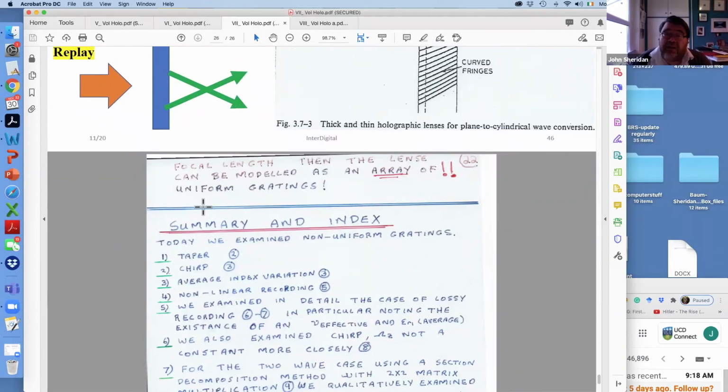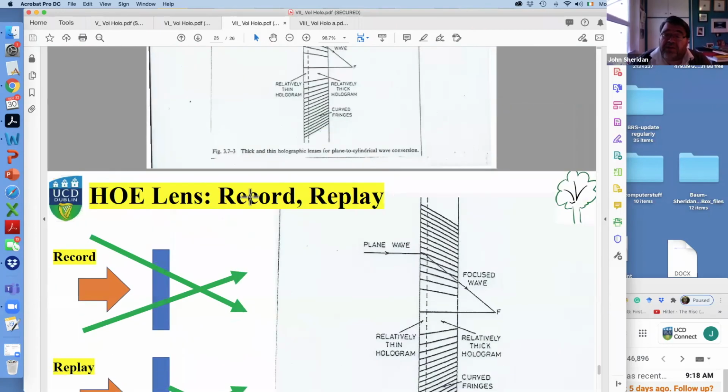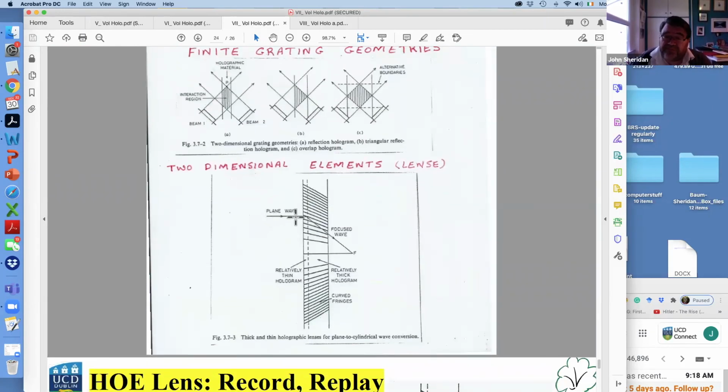Focal length, then the lens can be modeled as an array of uniform gratings. So one of the things that people do here is they would say, well, okay, we talked about this idea of slicing, taking individual layers.